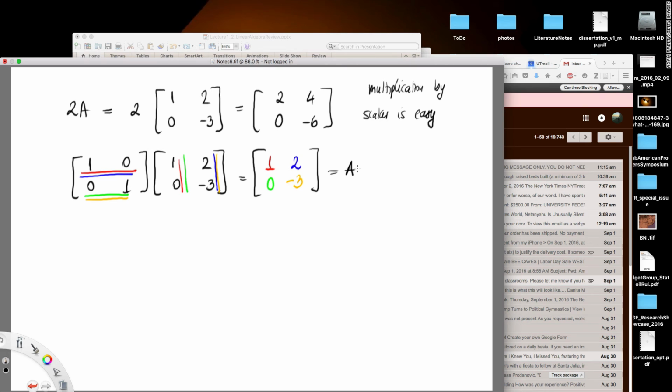So that's, again, A. How will you know where to put the elements? C11 is first row by first column. C12 is first row by second column. Okay? So C_ij is ith row by jth column. So basically this is the identity matrix that doesn't change anything. And I'm going to call it I.